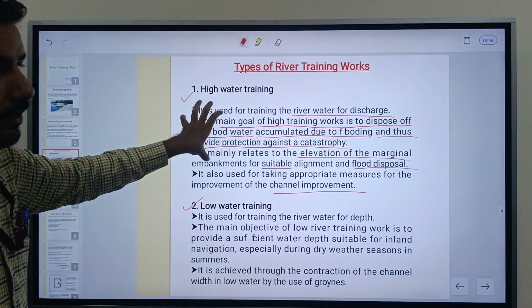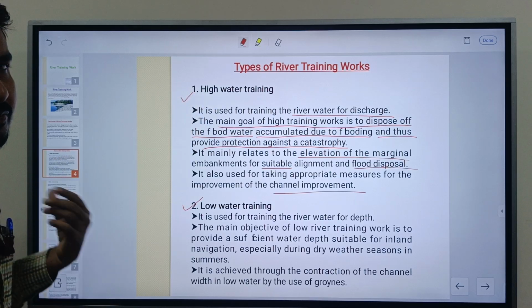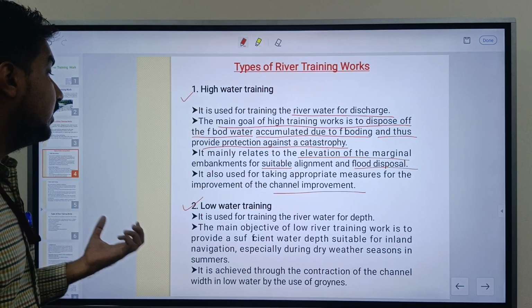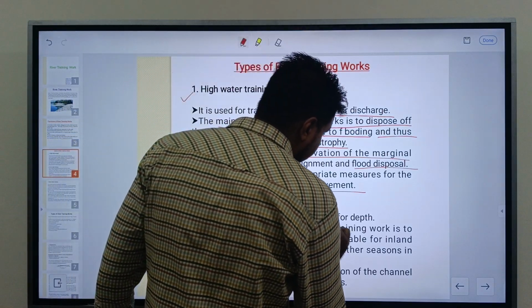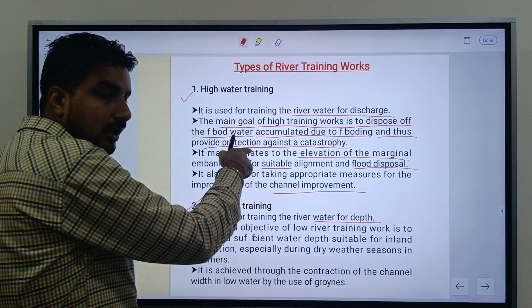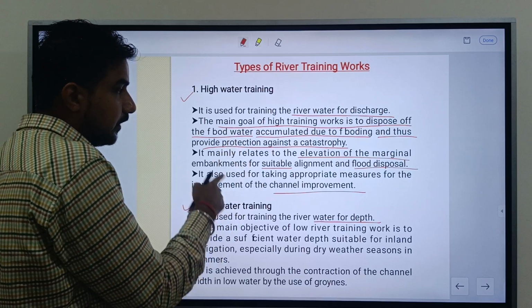We discussed the first one, the high water training work. Now we will discuss the low water training work. Low water training work क्या होता है? It is used for training the river water for depth. Means in the last one we discussed the flood condition.